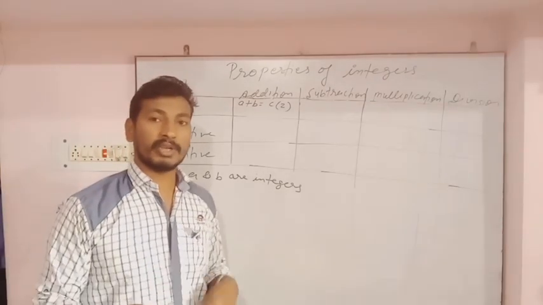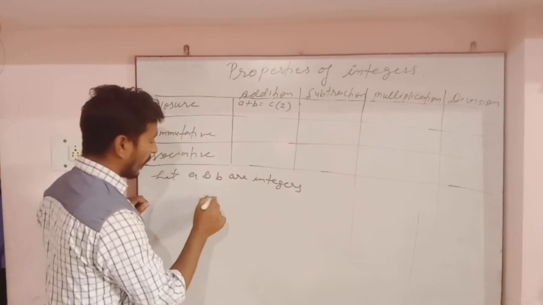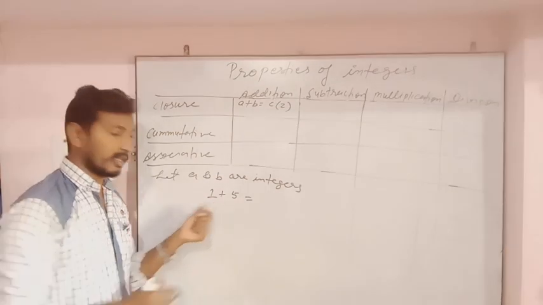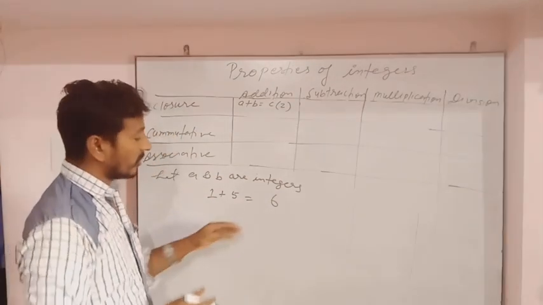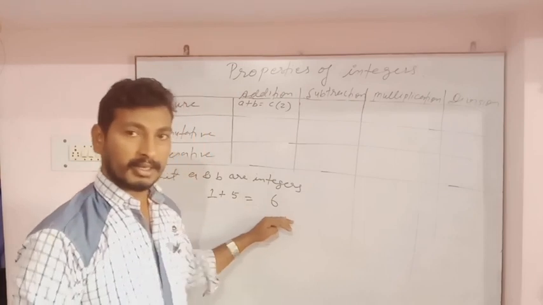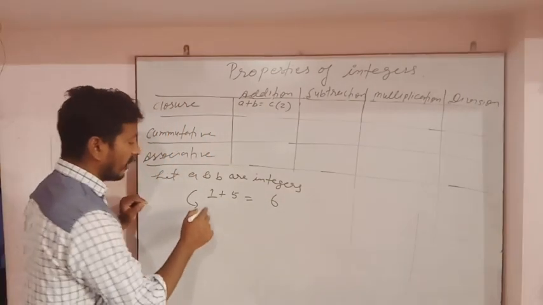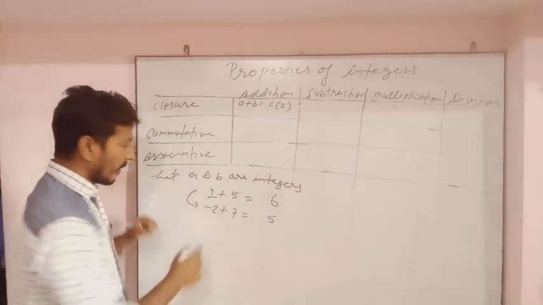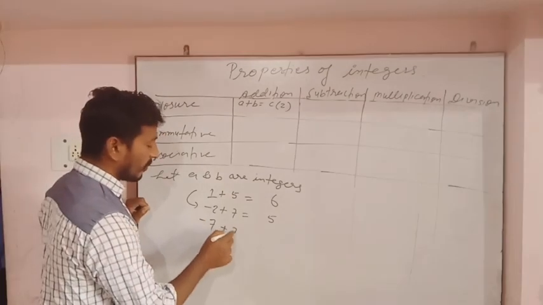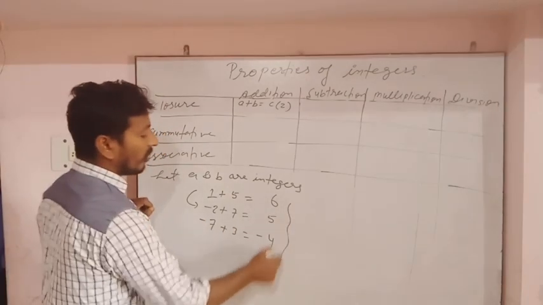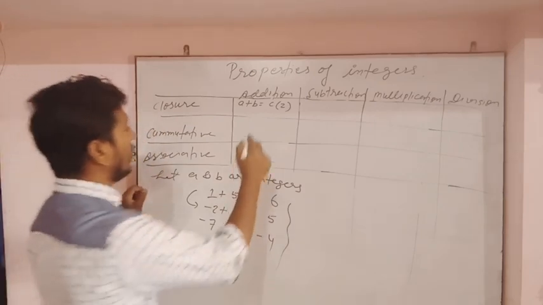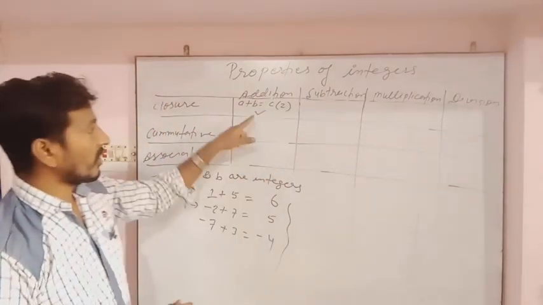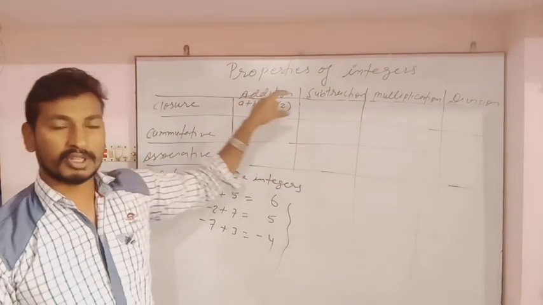So let's take two integers. Suppose we have taken 1 and, second, 5. So the sum of these two integers is 6. Is 6 an integer? Yes, 6 is an integer. Now take another example like -2 and 7. Again we are getting 5. Similarly, if we take -7 plus 3. So these all are examples of integers. So we say that closure property is closed over addition. So in case of addition, closure property holds true.